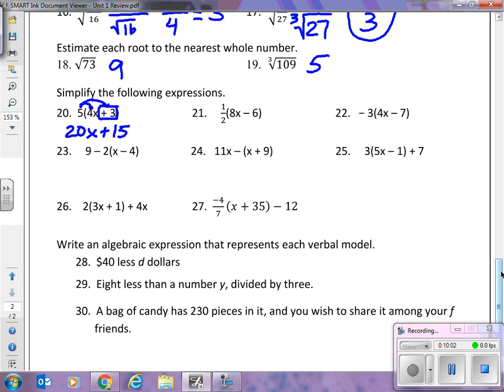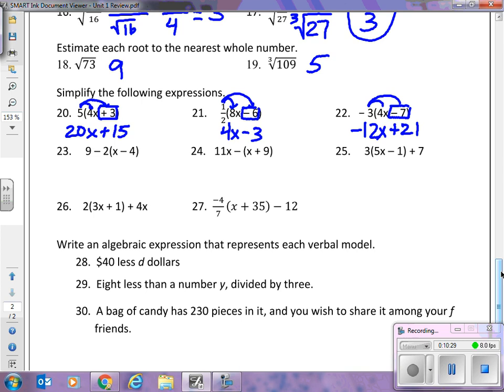Okay, dealing with fractions, the same thing. 1/2 is an easy one to work with, especially when you're dealing with even numbers. Half of 8x is going to be 4x. Half of -6, and remember that is a -6, is -3. Okay, so you don't have to worry about any weird things happening. When you go to number 22, we're distributing a -3. -3 times 4x is -12x. This is a -7. -3 times -7 is a +21.